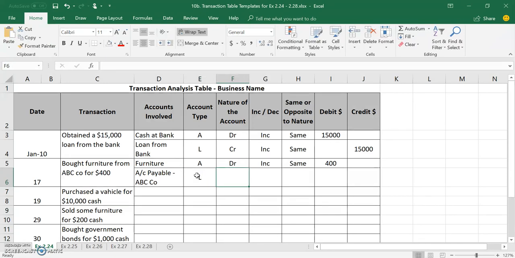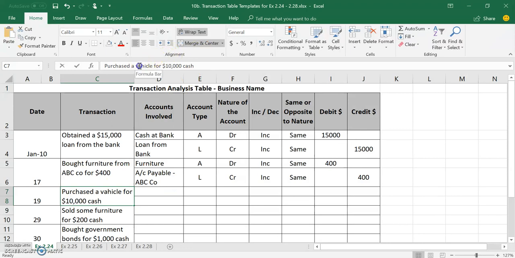ABC Co. would like some money at some point from that purchase of furniture. Okay, so that's credit in nature. That liability has increased as a result of that purchase, so I am going to keep the nature the same and then credit for $400. Okay, keeping my debits and credits in line.